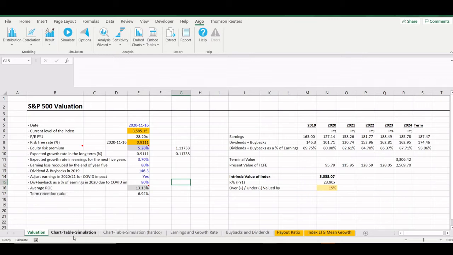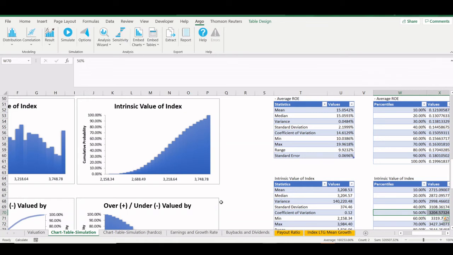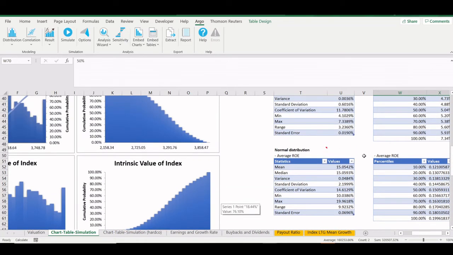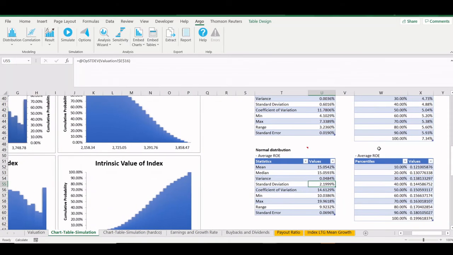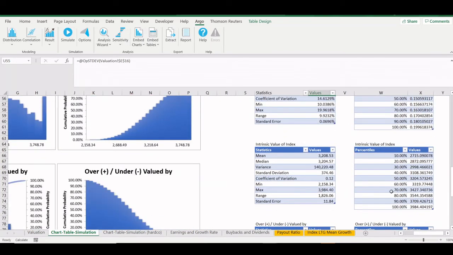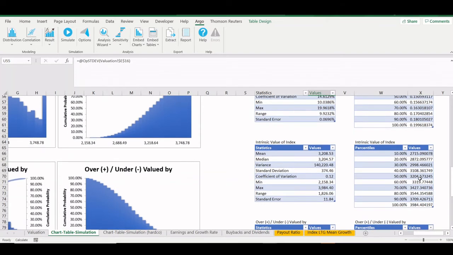For return on equity, looking at the return on equity on the index since 2020, we considered a normal distribution. The mean and the median were almost equal, and given a standard deviation of the results, we can give it a normal distribution. And once we run the simulation, we can come up with a distribution of the values, the intrinsic valuation in this case.